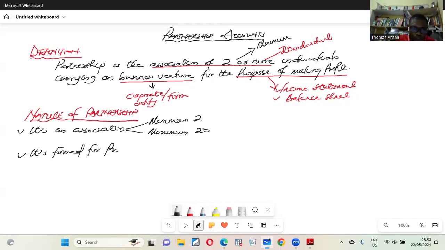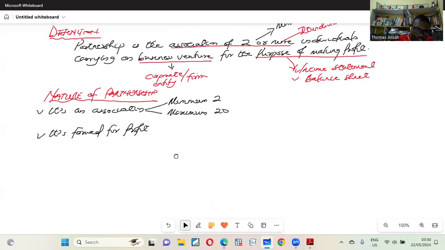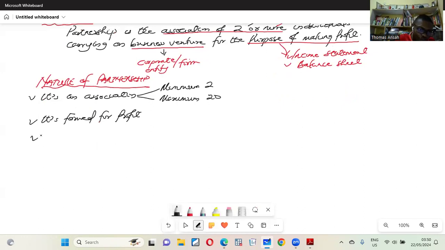It's formed for profit. So therefore, if it is not formed for profit, then we are looking at what? A not-for-profit-making entity. Now, another thing you need to look at here is that this is a partnership. And in a partnership, the individuals of the partnership are liable for the liabilities of the partnership.